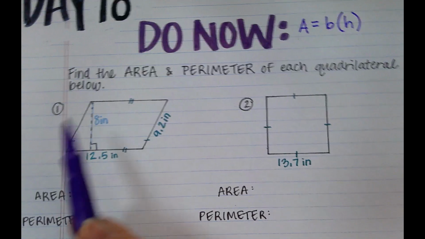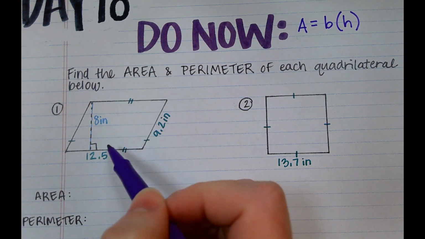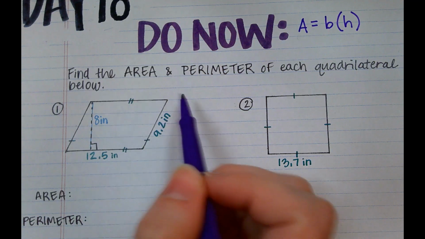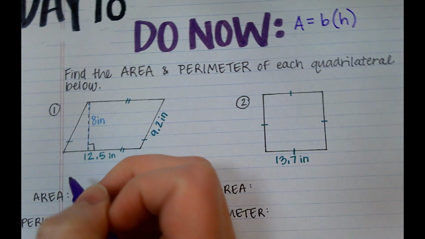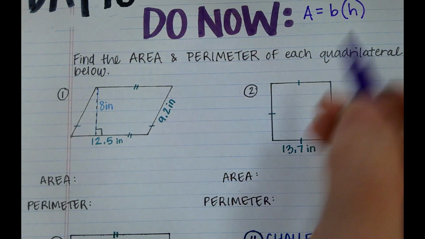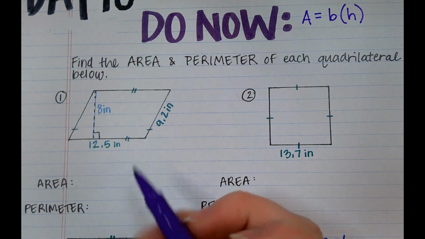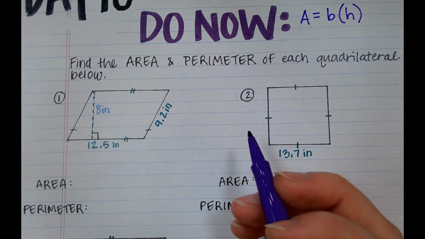What type of shape is this? Parallelogram. Good. Our opposite sides are equal. They're parallel to each other. Even though it's not marked, we can kind of assume that from our picture. If I wanted to use the area formula, base times height, which numbers will I use?